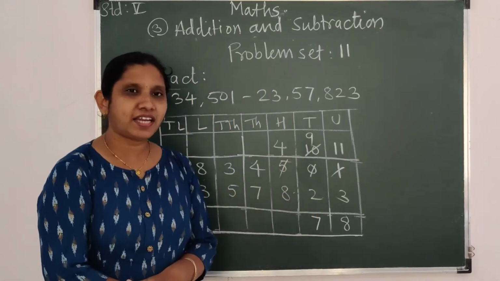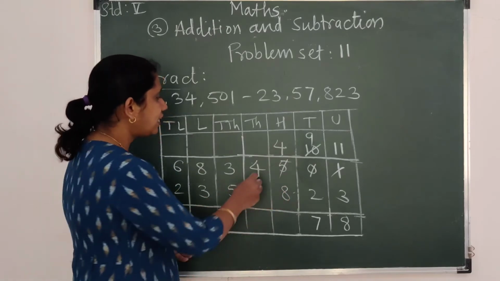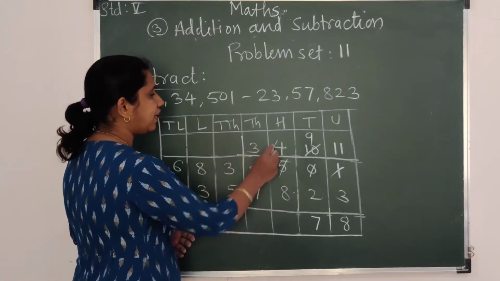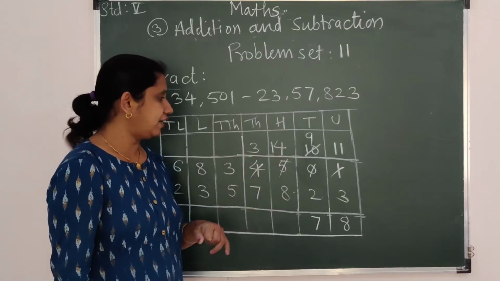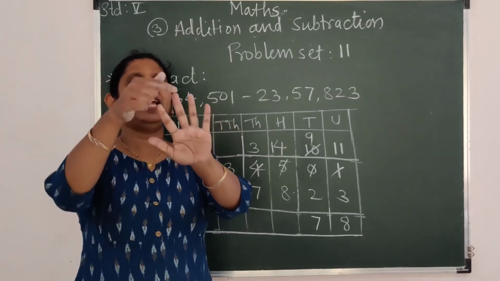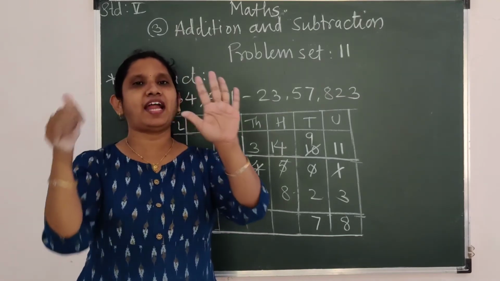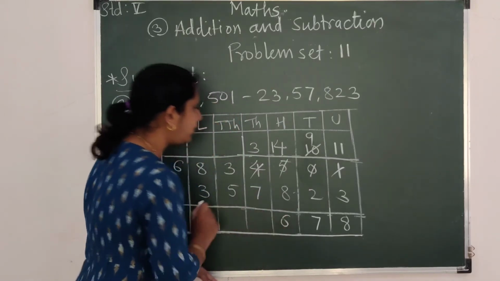Now 4 minus 8, is it possible? No, I have to borrow from the thousands place. Cancel this 4, remains 3. This number becomes 14. 14 minus 8. Again, start counting the fingers. 9, 10, 11, 12, 13 and 14. So these are 6 fingers. Our answer is also here 6.